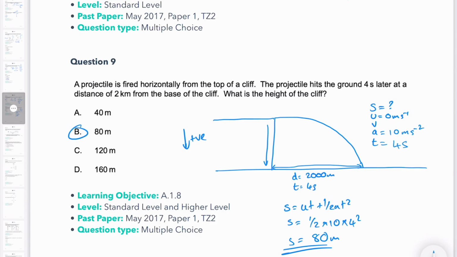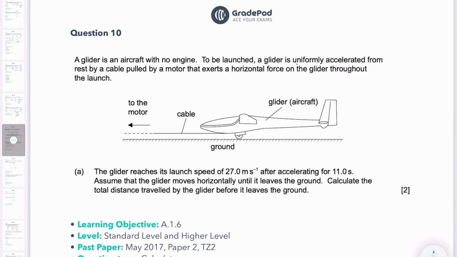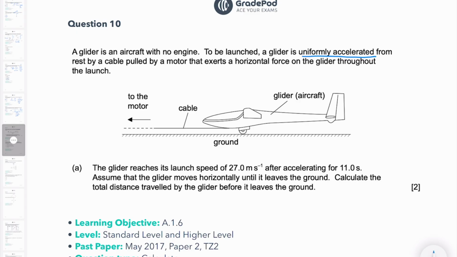Question 9b. Question 10. A glider is an aircraft with no engine. To be launched, a glider is uniformly accelerated from rest by a cable pulled by a motor that exerts a horizontal force on the glider throughout the launch. The glider reaches its launch speed of 27 meters per second after accelerating for 11 seconds. Assume that the glider moves horizontally until it leaves the ground. Calculate the total distance travelled by the glider before it leaves the ground.